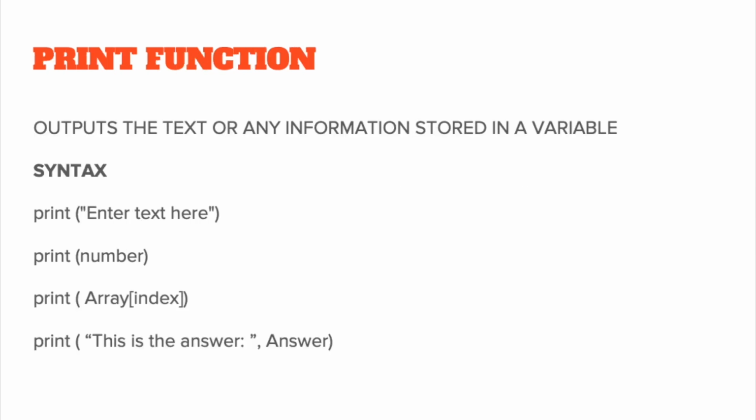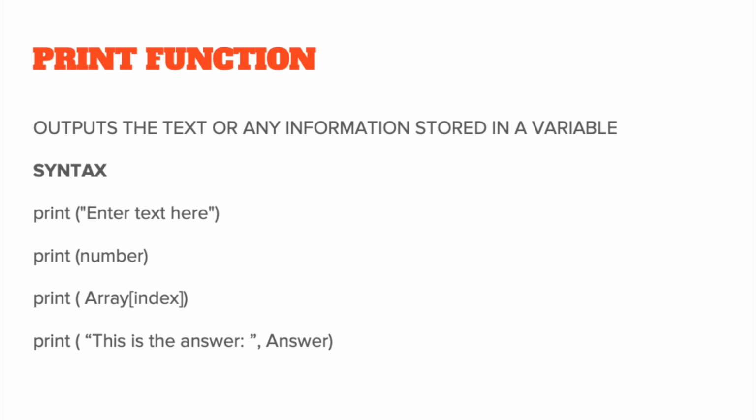So let's start by looking at the print function, which is the basic function to output something on screen. So this will output any text or any information that's often stored in a variable. The syntax is simply print, lowercase, brackets, and then if you want to output a string, then you will need to put that in quote marks. Remember to close the bracket as well.